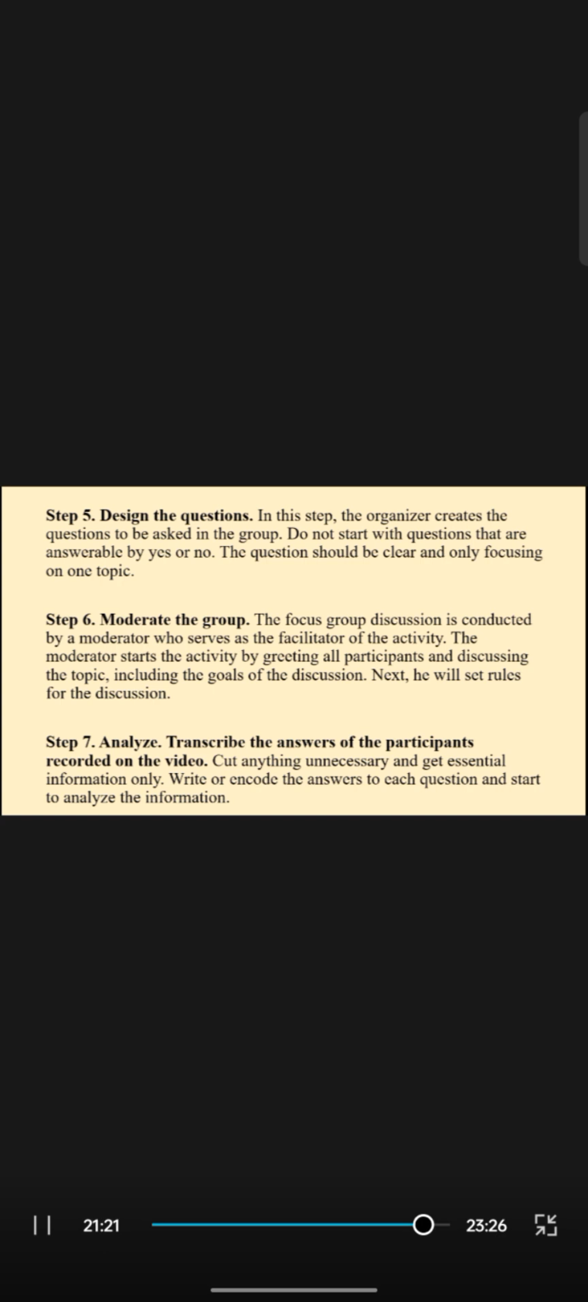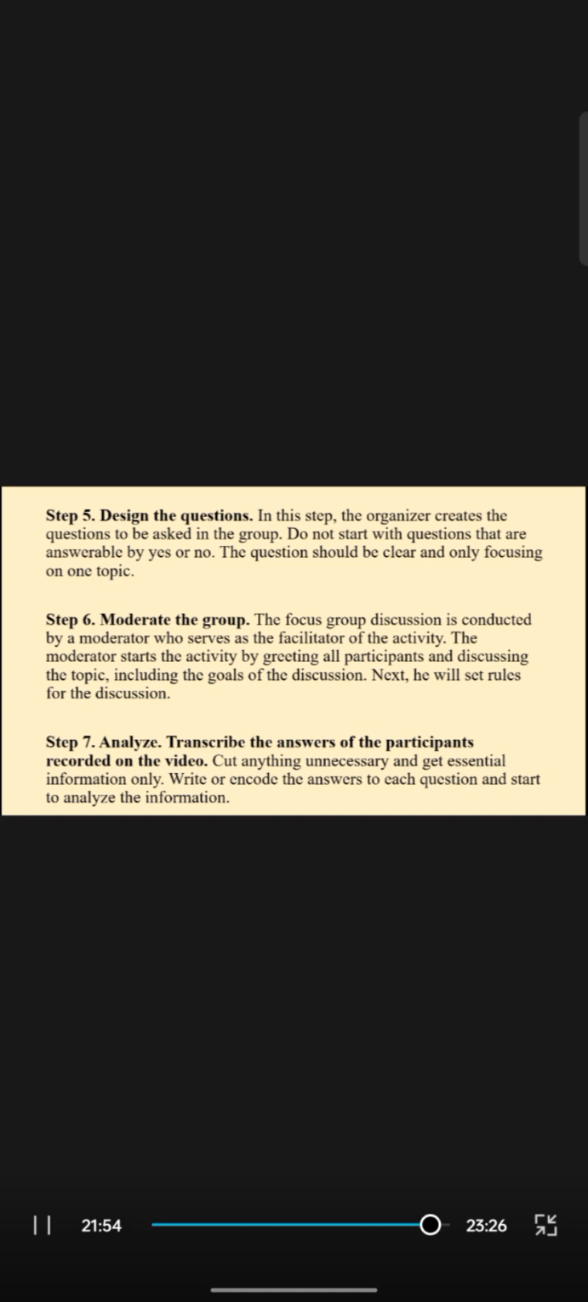So, step 6. Moderate the group. The focus group discussion is conducted by a moderator who serves as the facilitator of the activity. The moderator starts the activity by greeting all participants and discussing the topic, including the goals of the discussions. Next, he will set rules for the discussion. So, this step 6 is like the flow of a session of a focus group discussion.